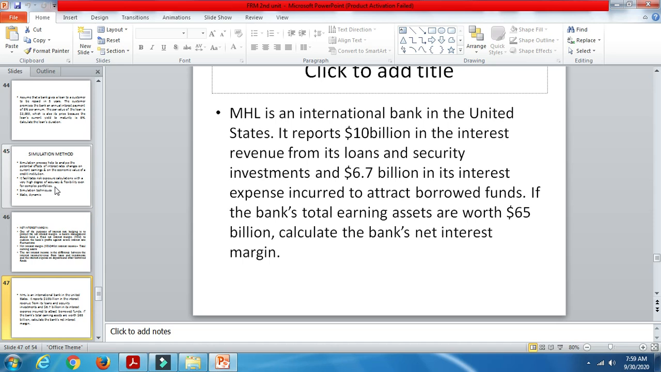Let's do a problem on this. MHL is an international bank in the United States. It reports $10 billion in interest revenues from its loans and security investments and $6.7 billion in interest expenses incurred to attract borrowed funds. If the bank's total earning assets are worth $65 billion, calculate the bank's net interest margin.